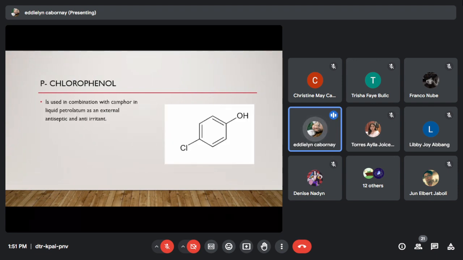Okay, so we have the para-chlorophenol. It has a phenol coefficient of 4, which means it is more effective than phenol, because phenol has only a phenol coefficient of one. Parachlorophenol is used in combination with camphor in liquid petrolatum as an external antiseptic and anti-irritant.